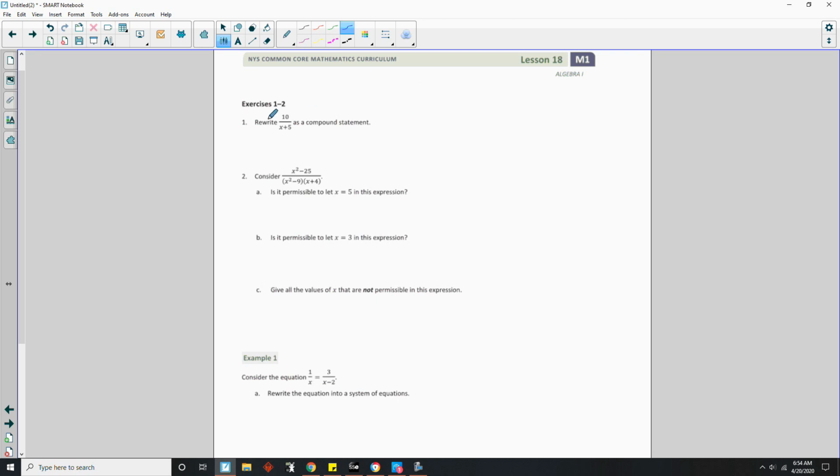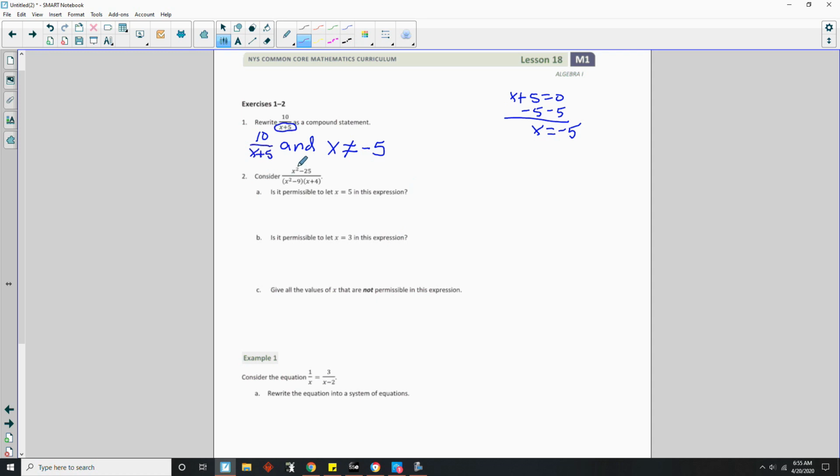So there's two things going on. So I could say 10 over x plus 5 and, what's our restriction here? What can x not be? What makes the denominator 0? That's what we want. We want to know when this is 0. So over here I'd say x plus 5 equals 0. Subtract 5 from both sides, and we get x equals negative 5. If x is negative 5, plus 5 is 0, and 10 divided by 0 is undefined. So you could say 10 divided by x plus 5 and x cannot equal negative 5. That is your compound statement.